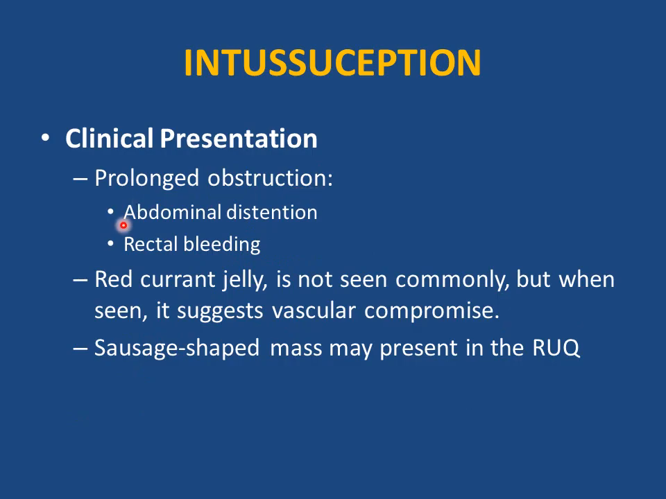Prolonged obstruction can cause abdominal distension and rectal bleeding. Red currant jelly is a classic late finding or late presentation in intussusception, and it suggests vascular compromise. So do not wait for a patient to present with red currant jelly or bloody stool in order to diagnose intussusception. Even in the pediatric board examination, if the case presents and they say the stool is non-bloody, it can be intussusception. A sausage-shaped mass may be palpable in the right upper quadrant.